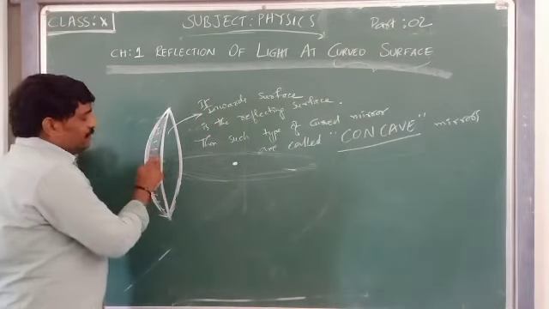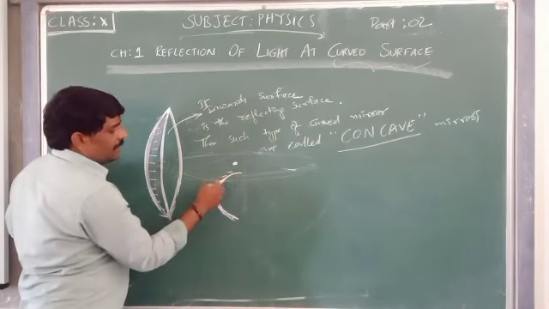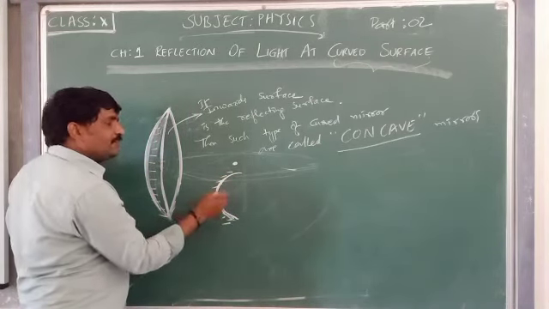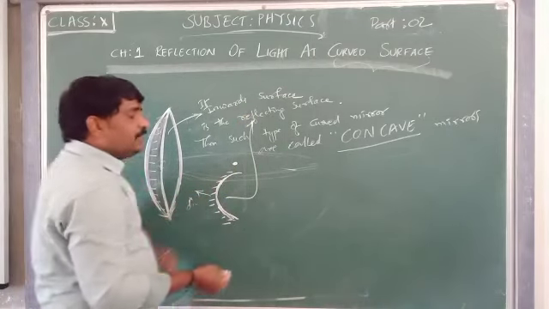So generally this concave surface is represented like this. Okay, and if I draw this, the inward surface is the reflecting surface. This is the silver or paint.